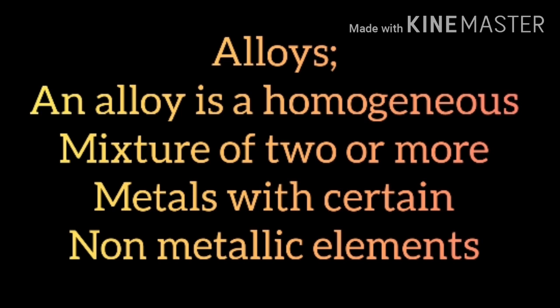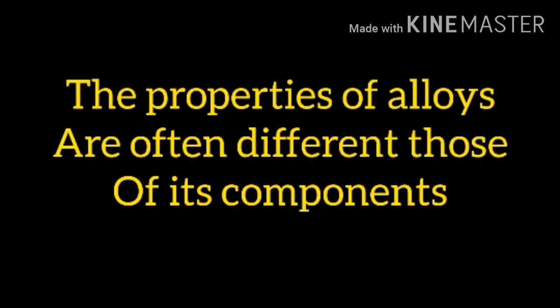In the alloys, why are we adding two or more elements that may be non-metals or metals? The superior quality metals and non-metals are selected and combined, and the combination of these elements is called an alloy, and they are used for various purposes. So properties of alloys are often different from those of its components.